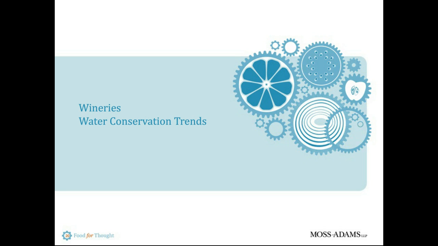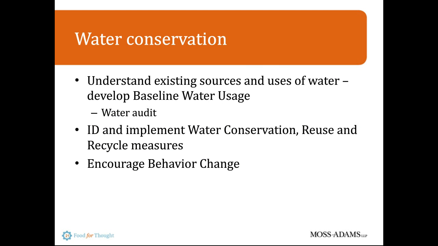So let's look at wineries. Again, water conservation is a real high priority when we're talking about sustainability. The drought really reinforced not only the environmental aspect of water, but also that if you don't have the water you need to farm, you're not going to be in business. So how to conserve it? Really, with water conservation, the starting point is what's your baseline use? How much water do you use?